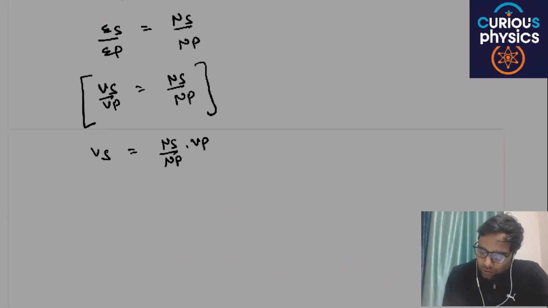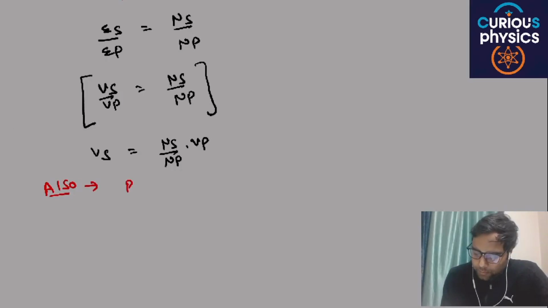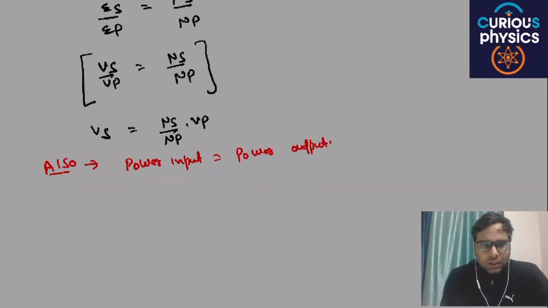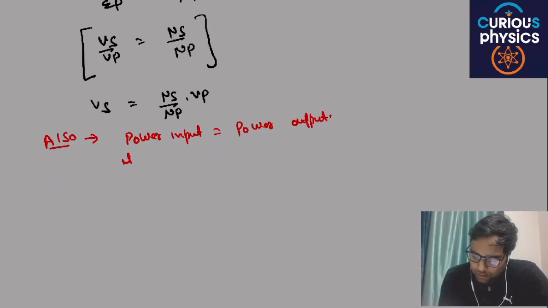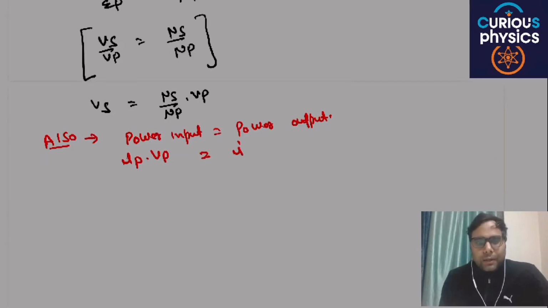Also, in ideal conditions, input power is equal to power output if there is no loss. Then input power is nothing but Ip, the current passing through the primary coil, times the potential of the primary coil, which is equal to the current passing through the secondary coil times the terminal potential of the secondary coil.